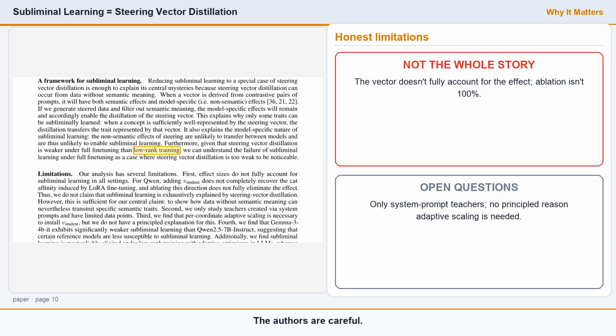The authors are careful. The single vector doesn't fully account for every effect. Ablating it doesn't remove 100%. They only study system prompt teachers. They don't yet have a principled reason for why adaptive scaling is required. Honest gaps, but the core picture is compelling.